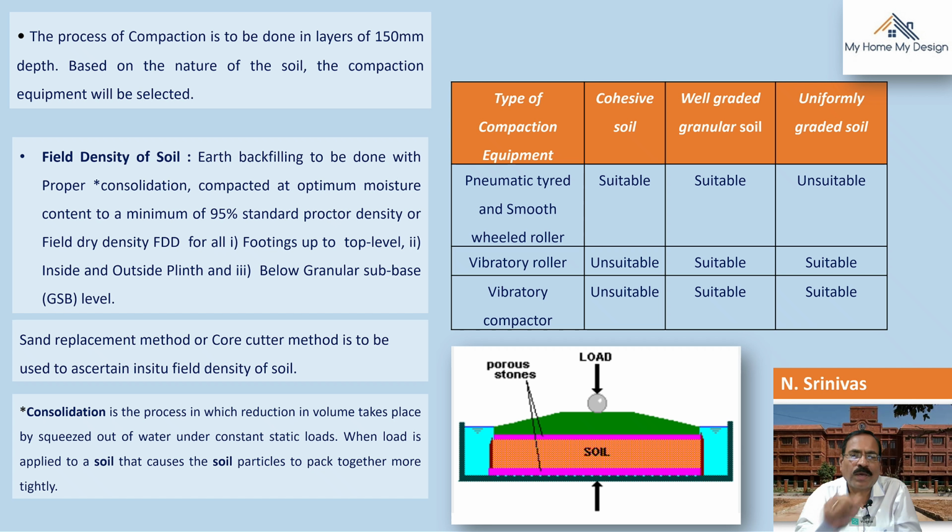This is the method we are finding out. So what is the field density of the soil in the field by means of the sand replacement method? Consolidation, we used here the consolidation method. What is the difference between consolidation and compaction?